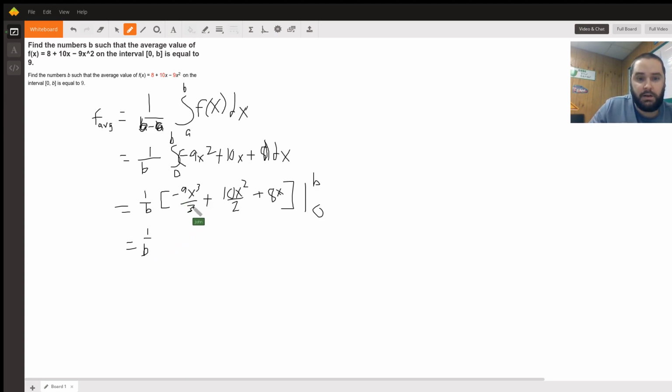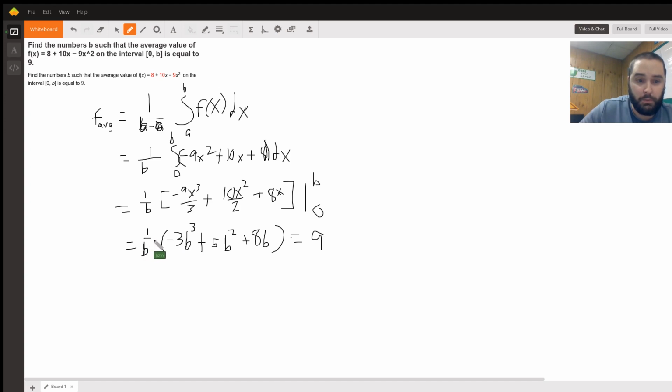So this negative 9 over 3 would be negative 3. If you plug in the b, that's instead of x to the third, that'd be b to the third. 10 over 2 is 5, obviously. Then you plug in the b, that'd be b squared. And then 8x, plug in your b, that'd be 8b. Now normally you would subtract, you'd plug in the left endpoint and subtract. But if you notice, when you plug in 0, everything cancels out. So you can just leave it as this and set it equal to 9.